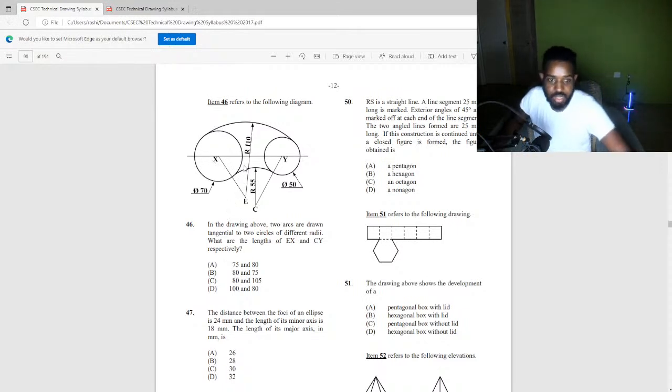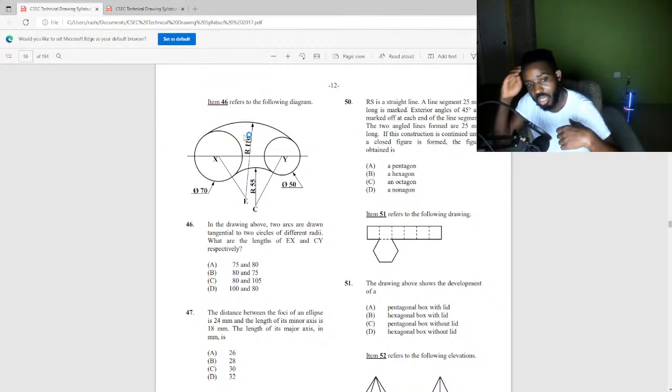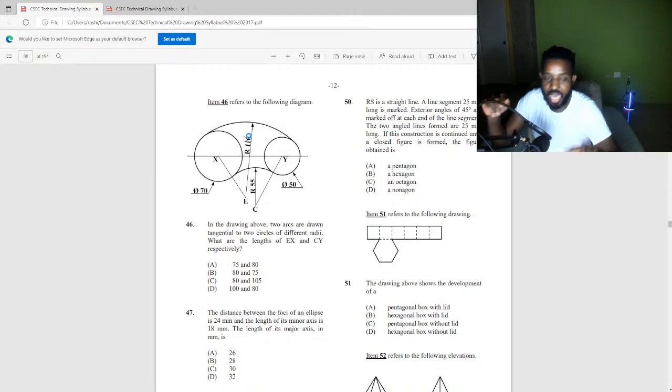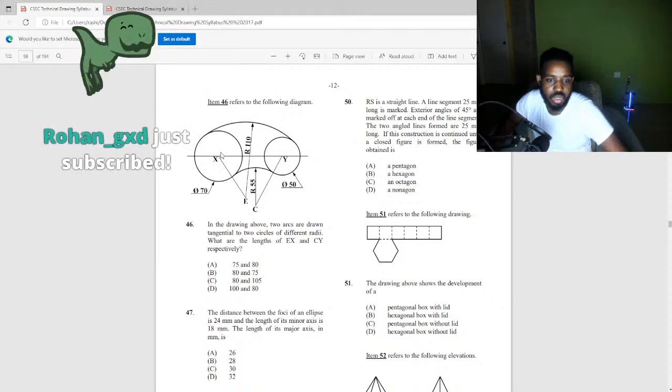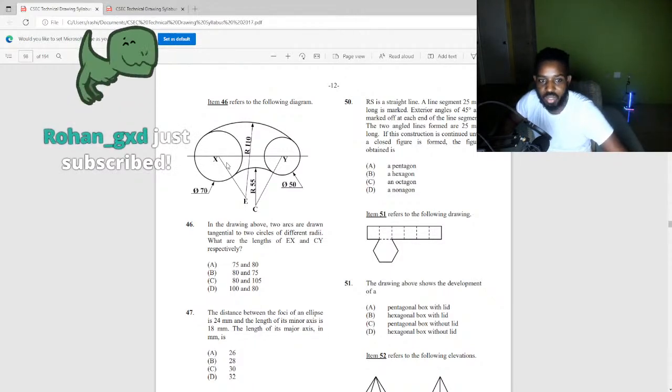All right, so number 46 is this. EX is this here. This is an external tangent, 110. When there's an external tangent, we subtract. When there is an internal tangent, we add. So this external tangent here is 110. Good? And then the radius for this is 35. So this over here would be 110 minus 35.